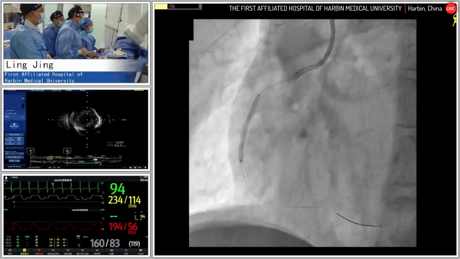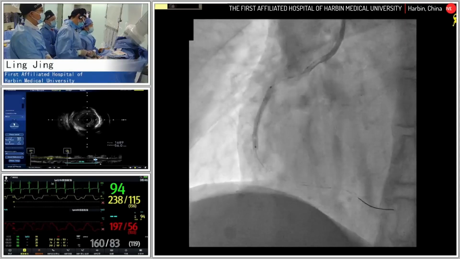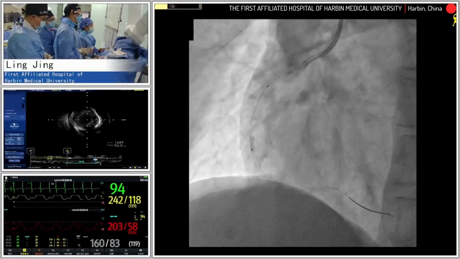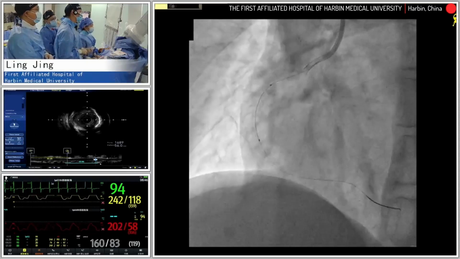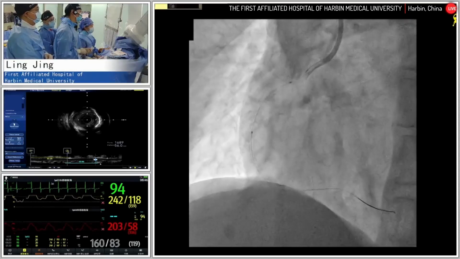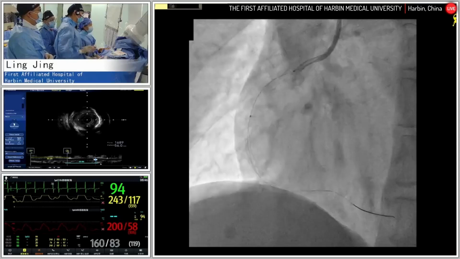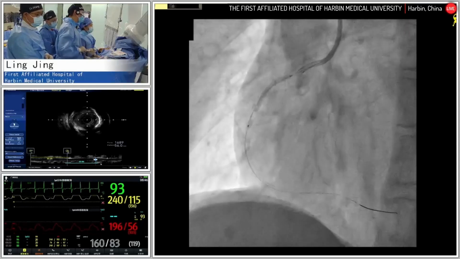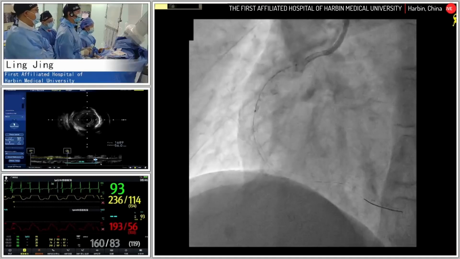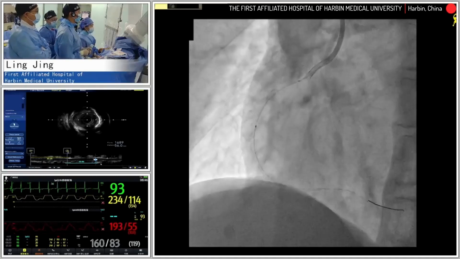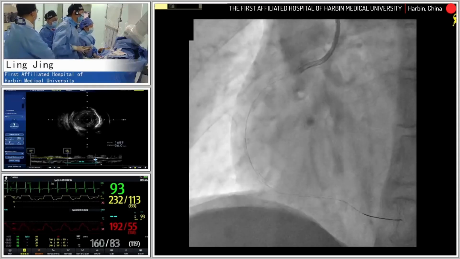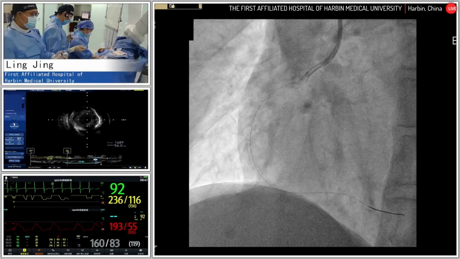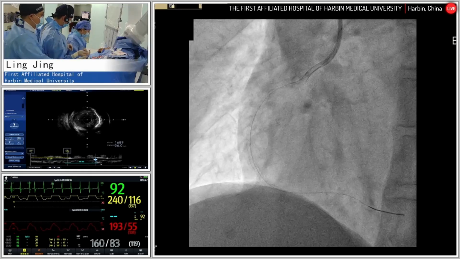So we can see that backup for the CTO procedure is of potential great importance, because we need to deliver a lot of very important devices, not only the balloon, but also the stent and microcatheter, etc. So the backup of the guiding catheter is of great importance. So in our facility, the 7 French guiding catheter is routinely used for the CTO procedures.